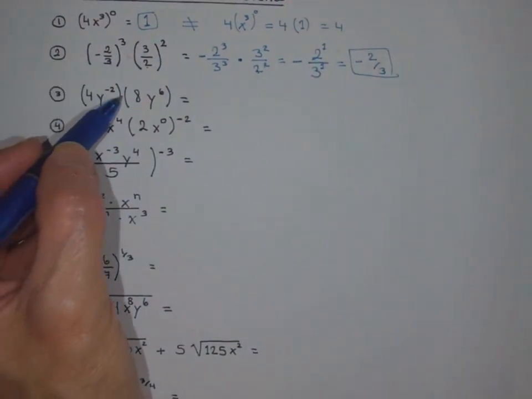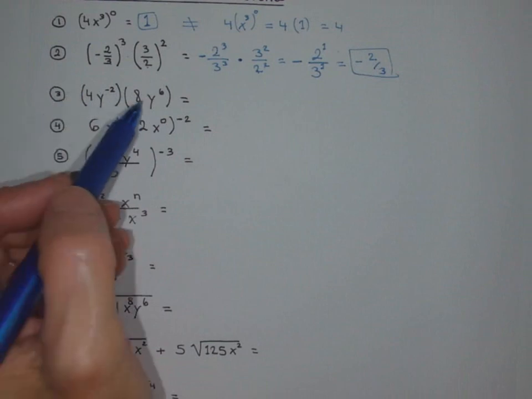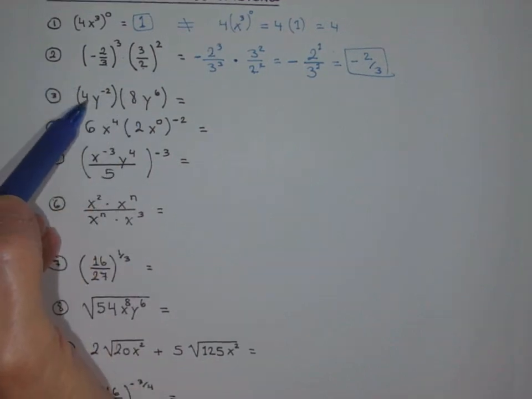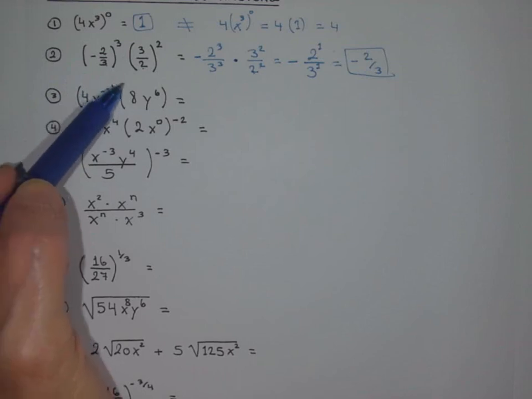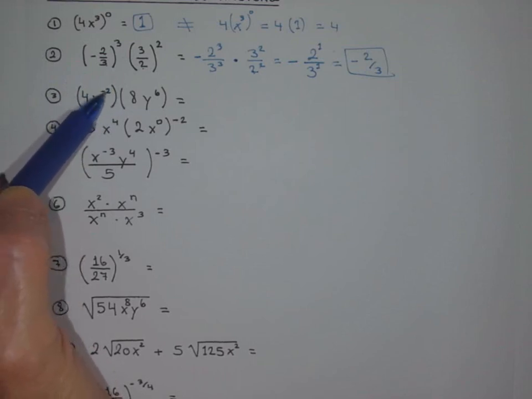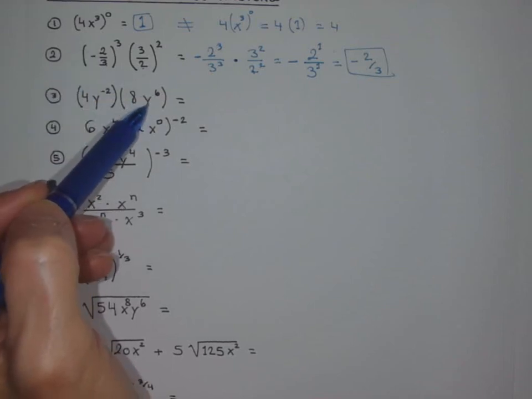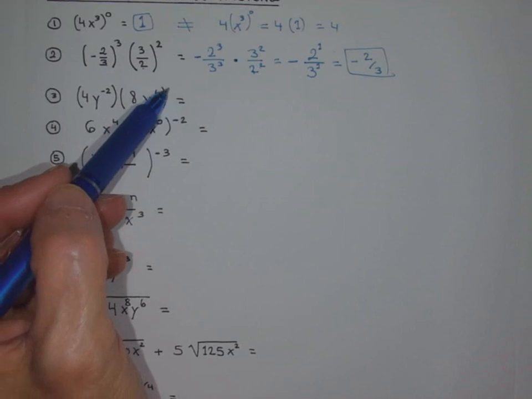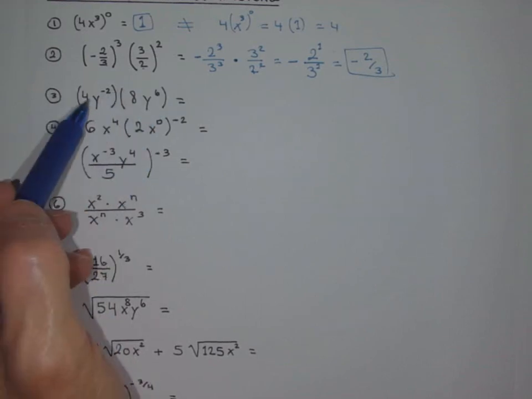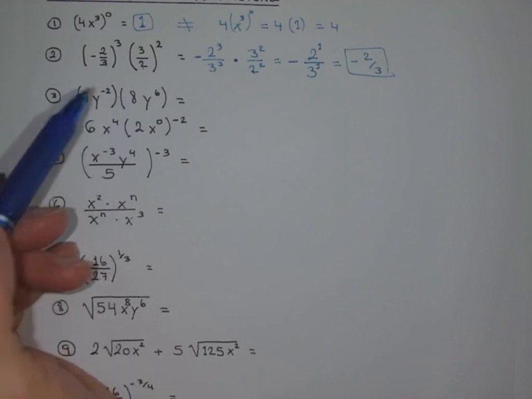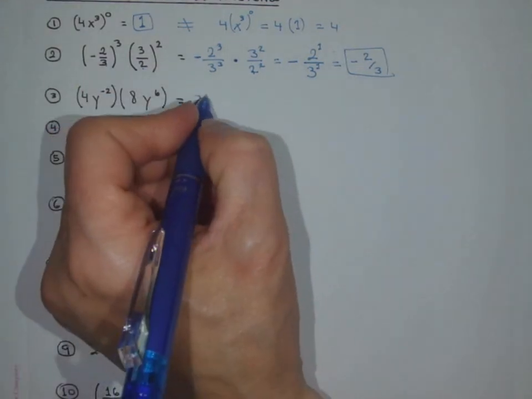We have a multiplication of two terms here, or two expressions. So this 4 does not have an exponent applied to it, right? That negative 2 only applies to the y because it is not outside the parentheses. And this 6 only applies to the y as well because it is not on the outside of the parentheses. So the 4 doesn't have an exponent, the 8 doesn't. So 4 times 8 is going to be 32.